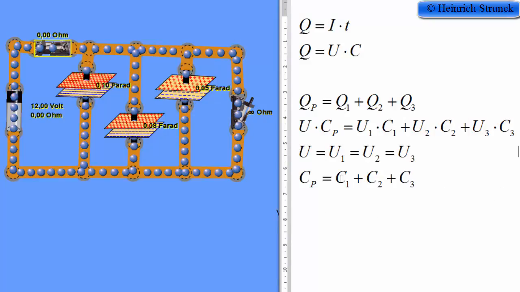So that's when we connect capacitor in parallel. To simplify the circuit, we just have to add the capacitance together.